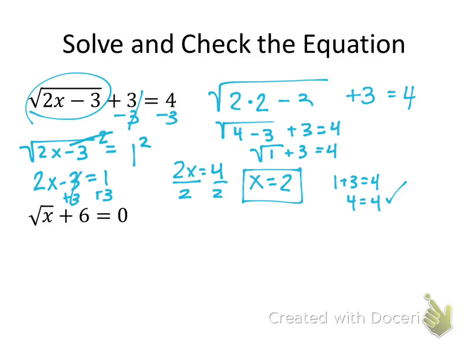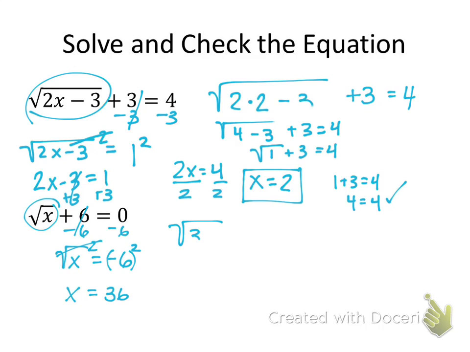What can be the only thing on this side? The radical. So I need to subtract 6. Square root of x equals negative 6. What do I do now? Square it. Cancels that radical out. Whatever I do to one side, I've got to do to the other. X equals, what's negative 6 squared? 36. Positive 36.